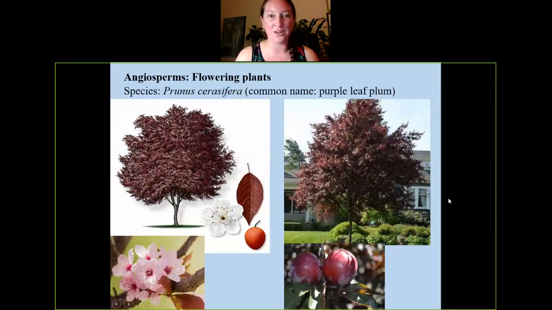All right, enough about honey locust. This is the last plant. I swear to gosh, last plant. This one is easy because it's called the purple leaf plum.